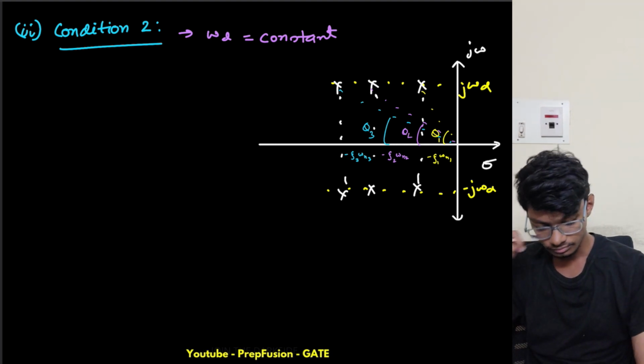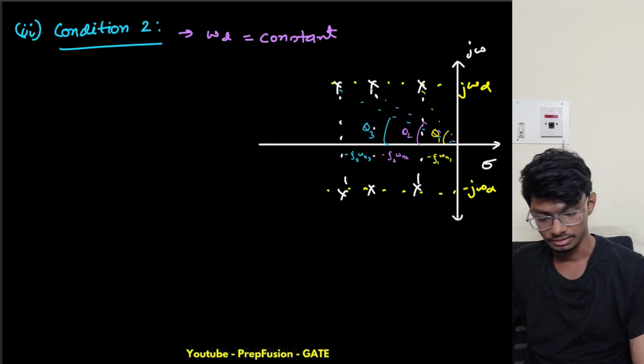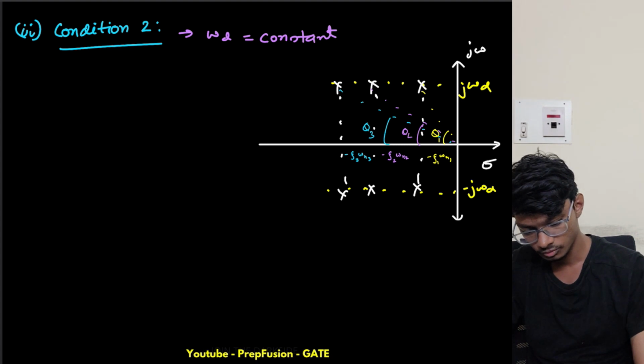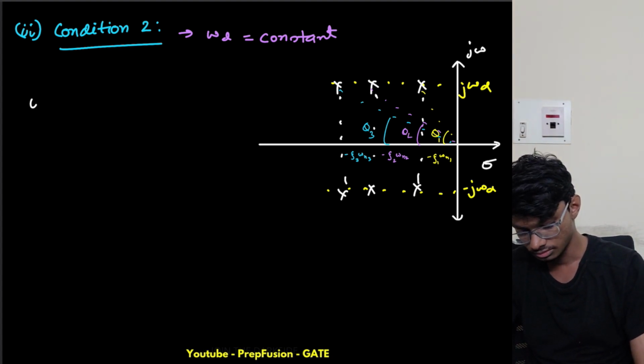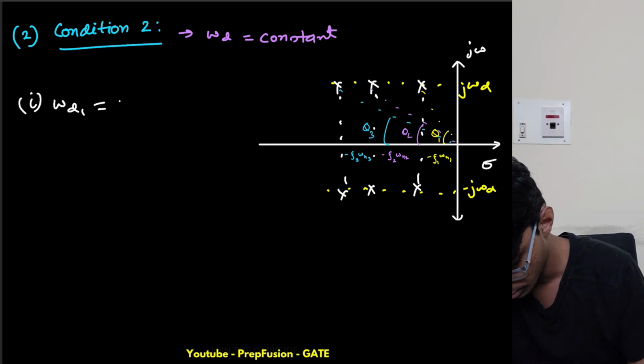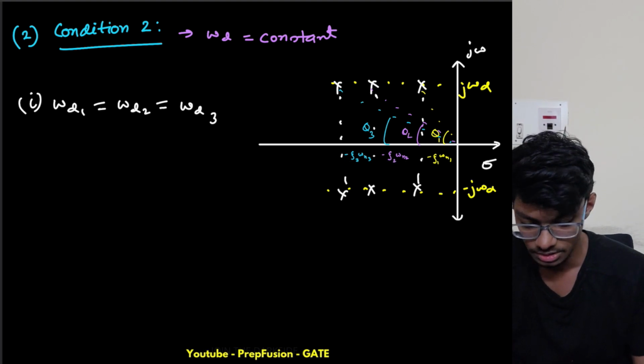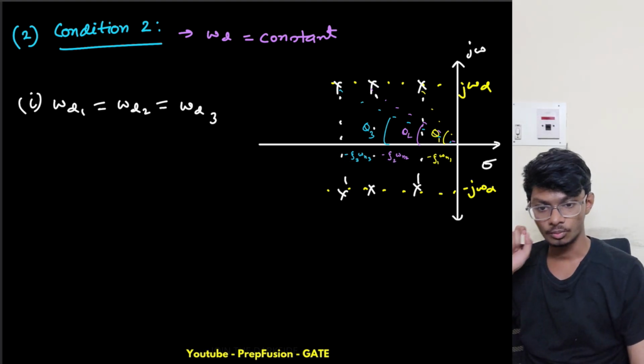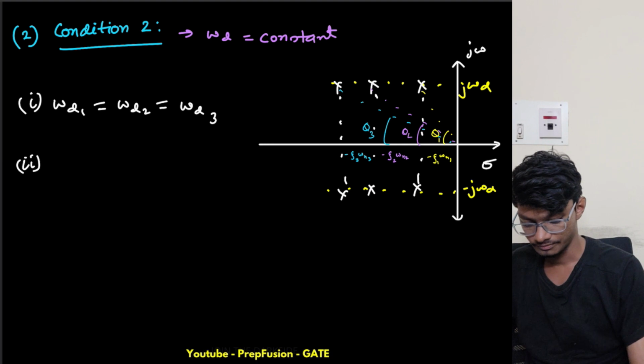So now let's compare. First thing, what is the known condition here, that omega d is constant. So okay, I should write this as second. Omega d is constant, so omega d1 equals omega d2 equals omega d3, okay. So my omega d is constant.